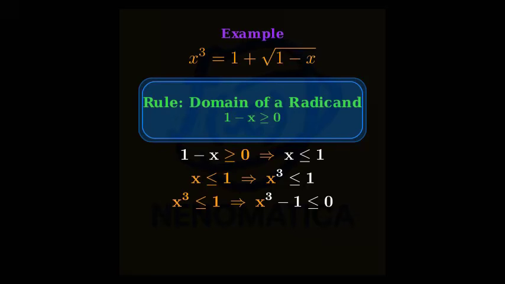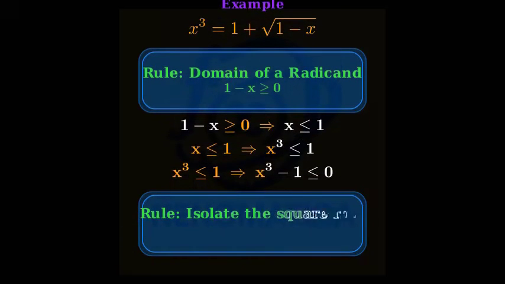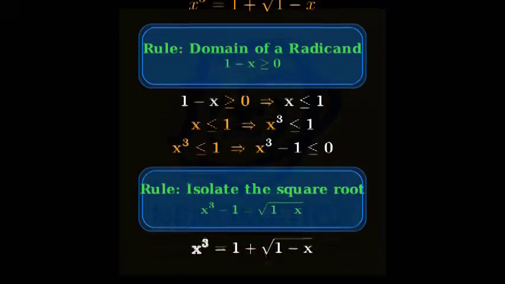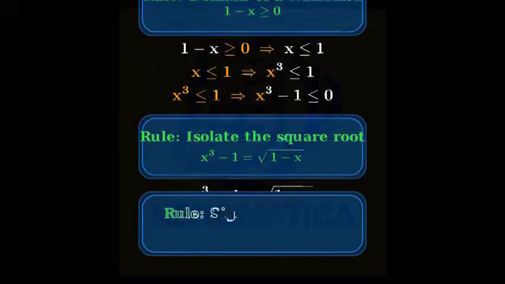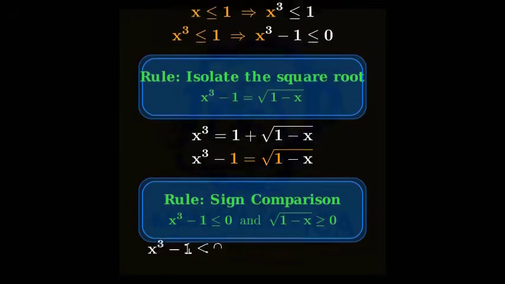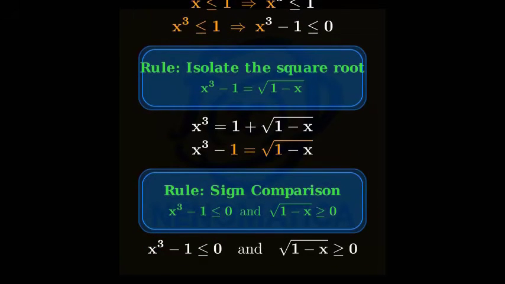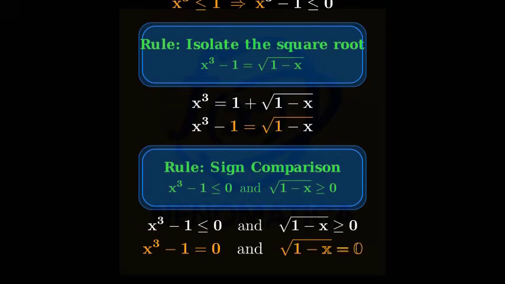Step 2. Isolate the square root term from the original equation. We rewrite x cubed equals 1 plus the square root of 1 minus x as x cubed minus 1 equals the square root of 1 minus x. Step 3. Compare signs of both sides. From the domain step, we know x cubed minus 1 is less than or equal to 0, while any square root is greater than or equal to 0. Therefore, equality holds only when both sides are 0 simultaneously.